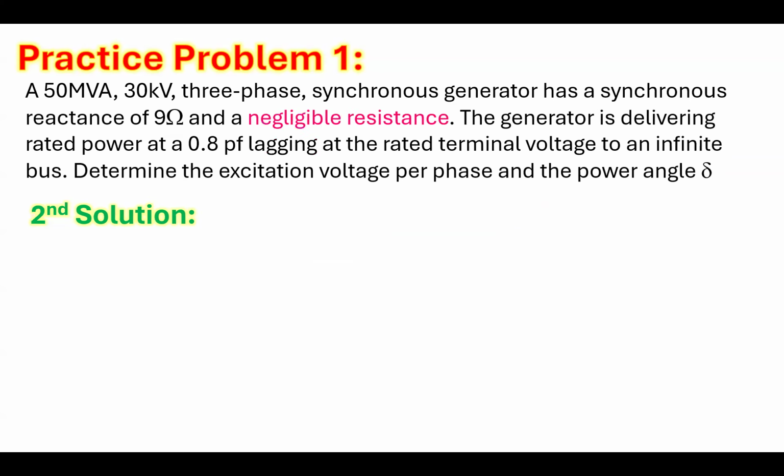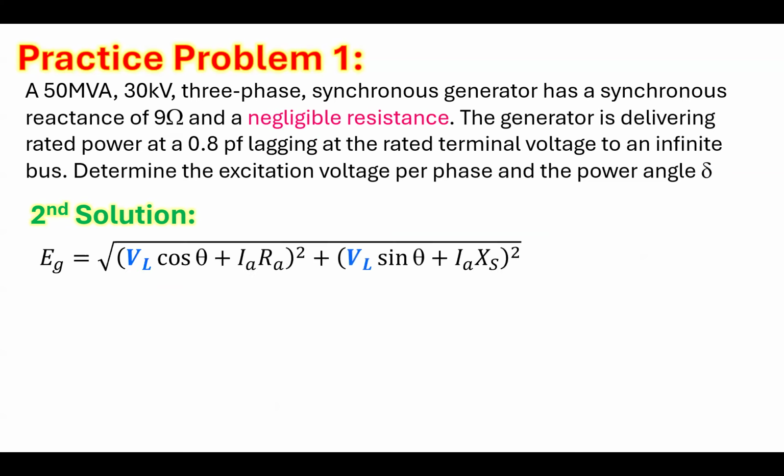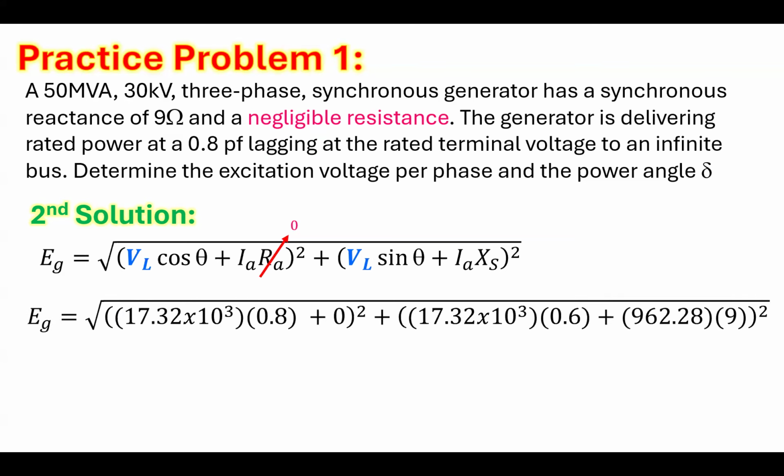So for another approach or another solution for this problem, we can use our second equation to determine the generated voltage. Simply plug in all the values we got and all the values given, remembering that the armature resistance is negligible. So substituting all the values in our equation, we will get 23.56 kilovolts for the generated voltage.